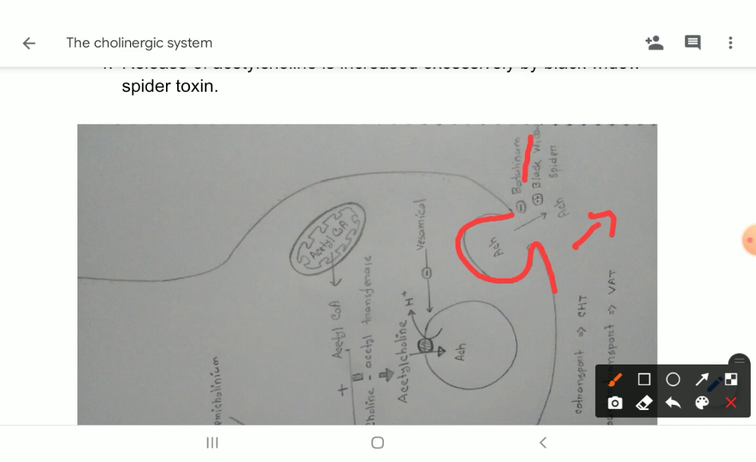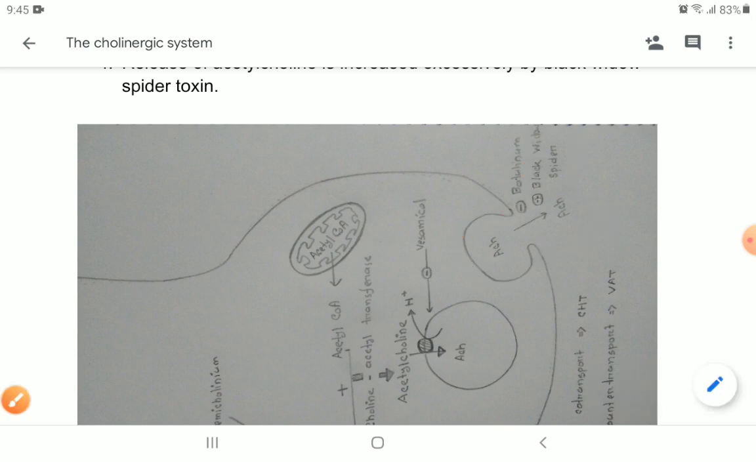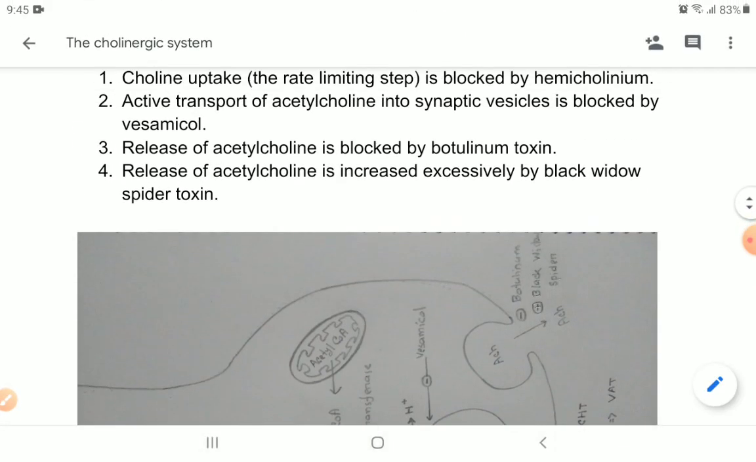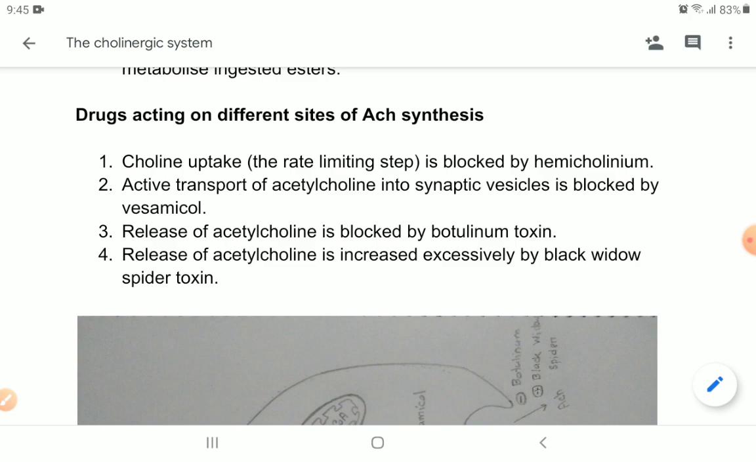And there is another drug or toxin, this is actually a toxin, called black widow spider toxin, and that stimulates this release, which causes excessive release of acetylcholine and causes acetylcholine depletion actually. So these are the few drugs which can modulate the various steps of acetylcholine synthesis, and you can have a look at this.